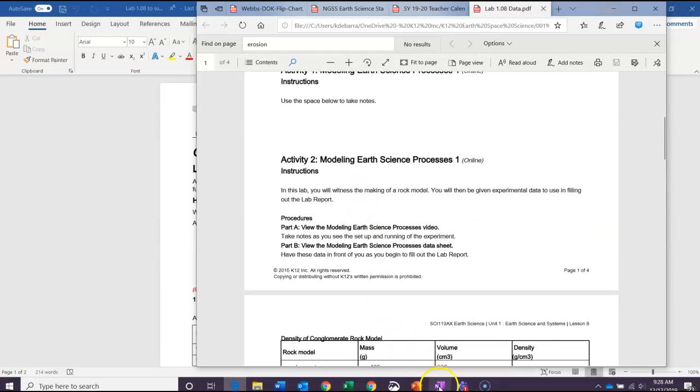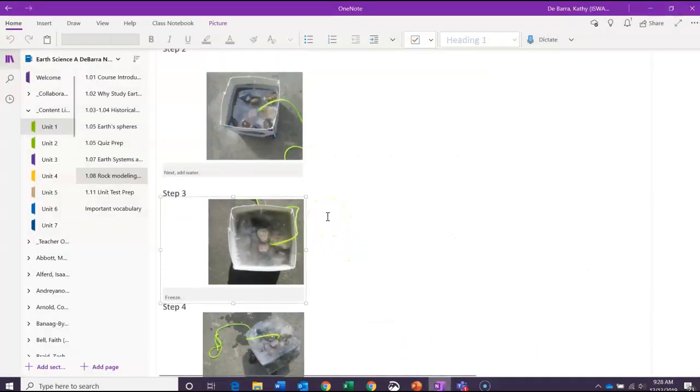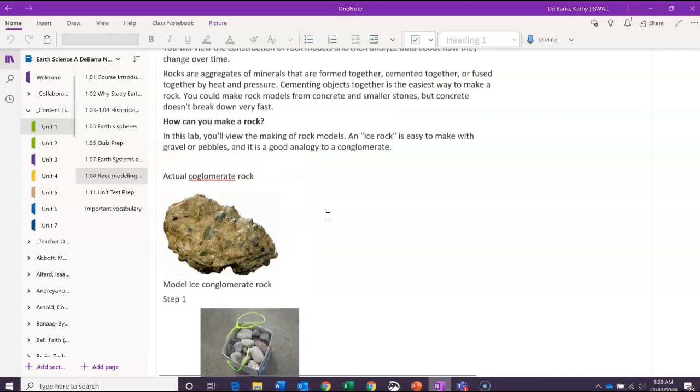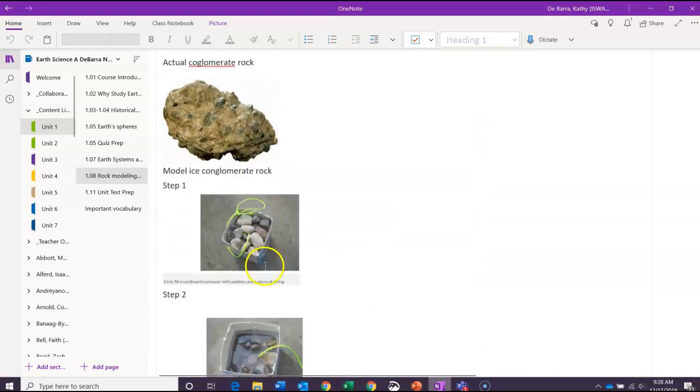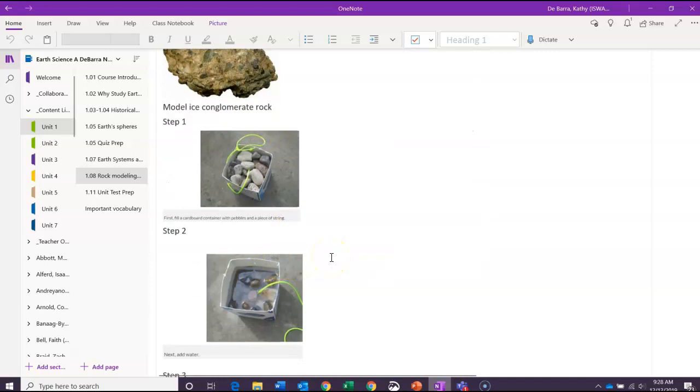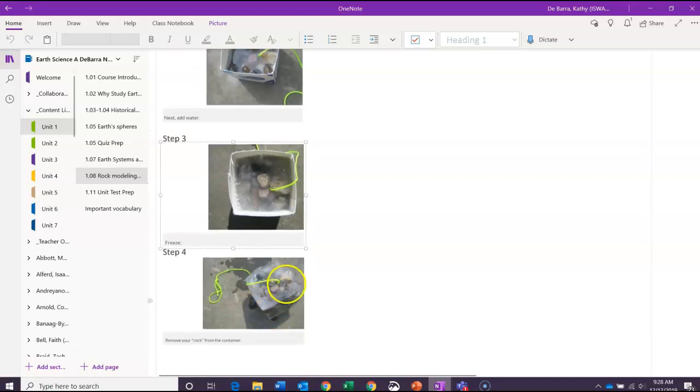Let me show you in the lesson. So if you go into my class notebook, or if you go into lesson 1.8 in the online school, this is the information that you're going to see. It walks you through it, and it even has a video where it shows you what they're doing. But what they've done is just taken a bunch of pebbles or stones and then added water and frozen that into a solid block. And so this is what they're calling a conglomerate rock model.